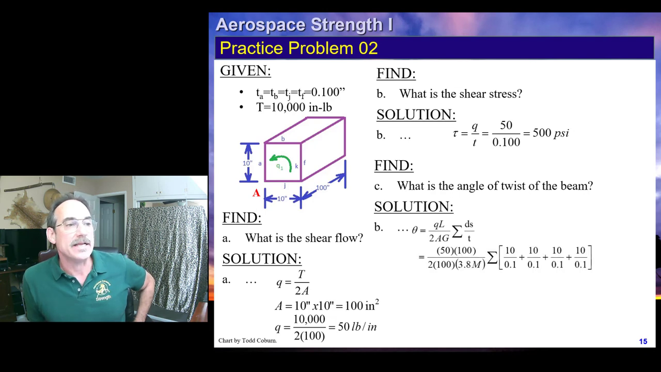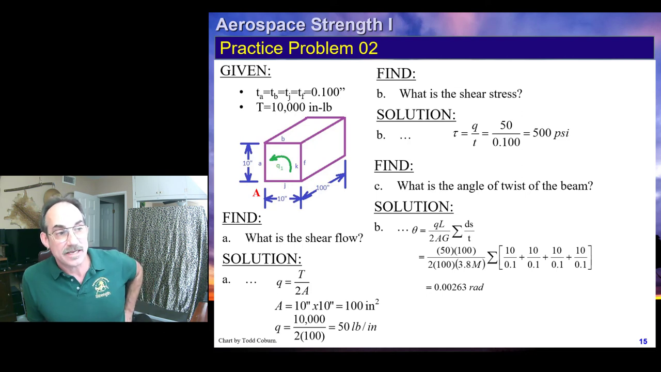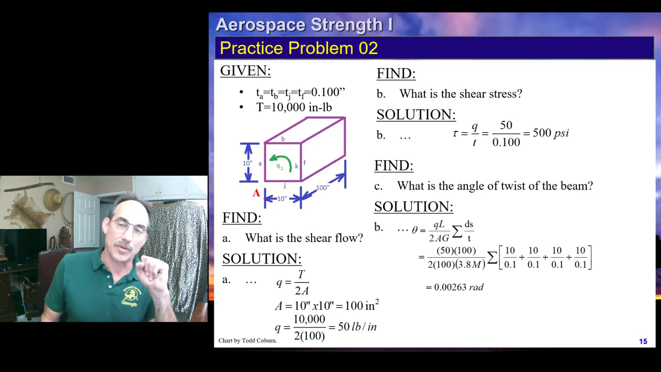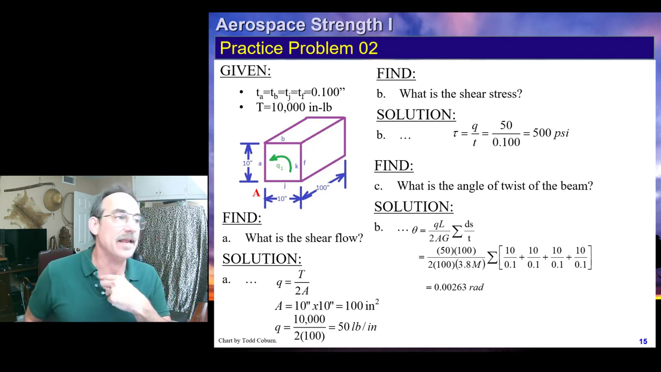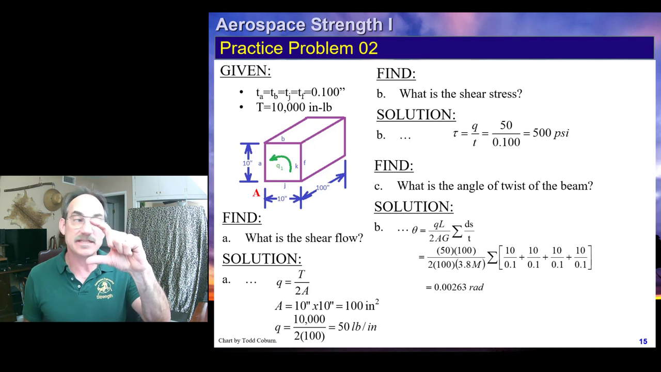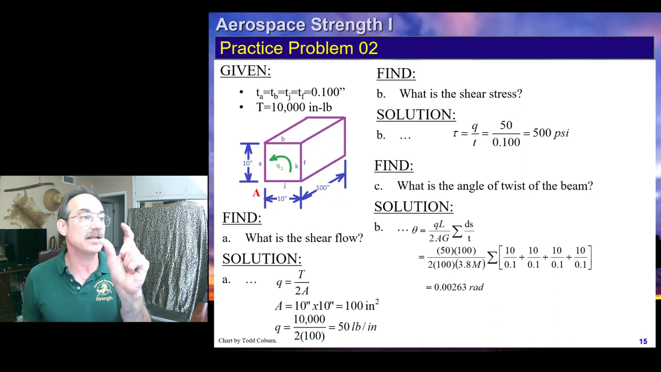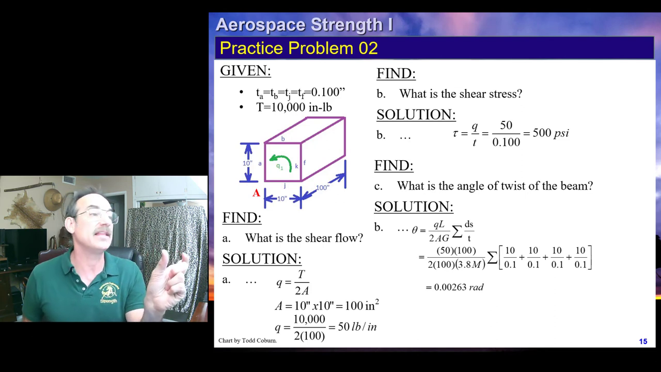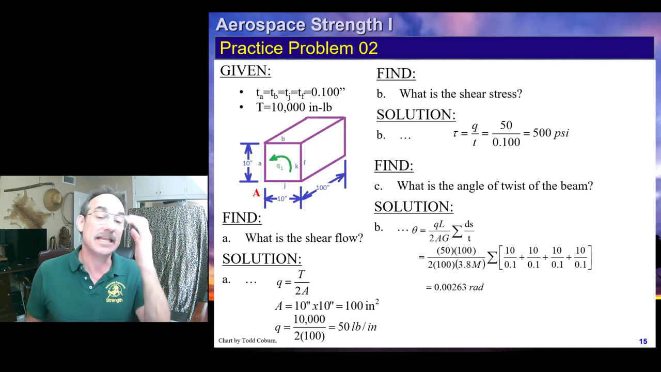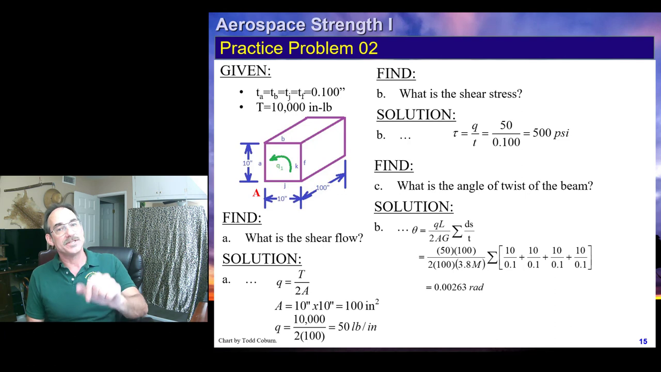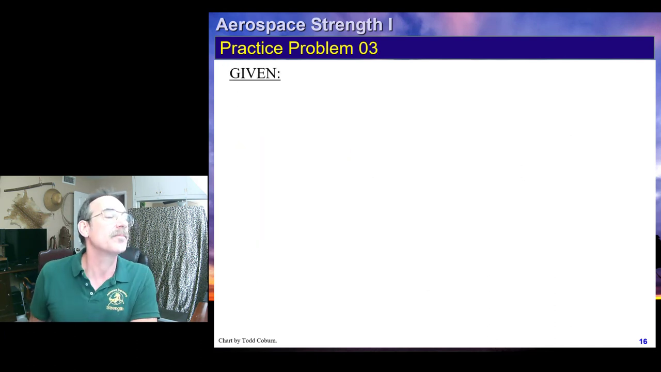What's the angle of twist? You'll notice Q is constant, so we can pull it out of the integral. The cross section is constant, so L doesn't need to be integrated. All we need to do is sum up the ds over t, which means the length of A over its thickness, the length of B over its thickness, the length of F over its thickness, and the length of J over its thickness. Add those together. That gives you the total angle of twist in radians.